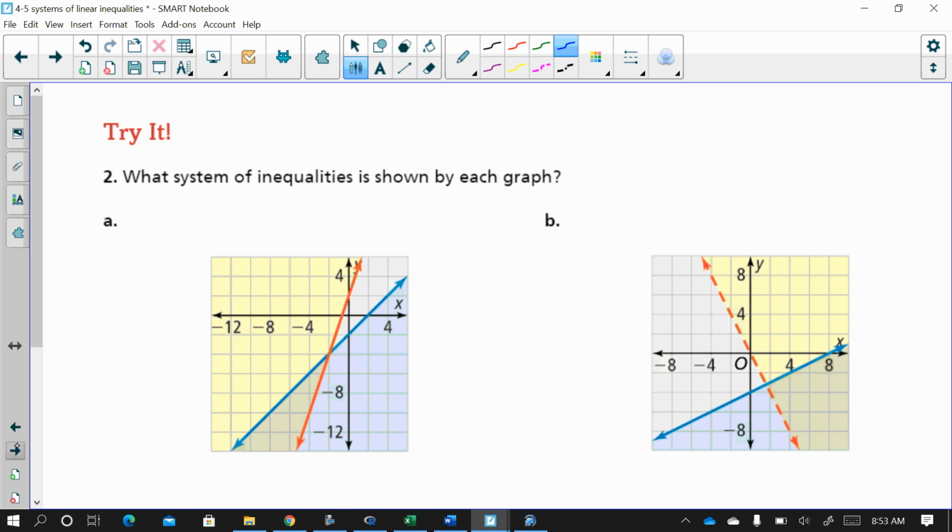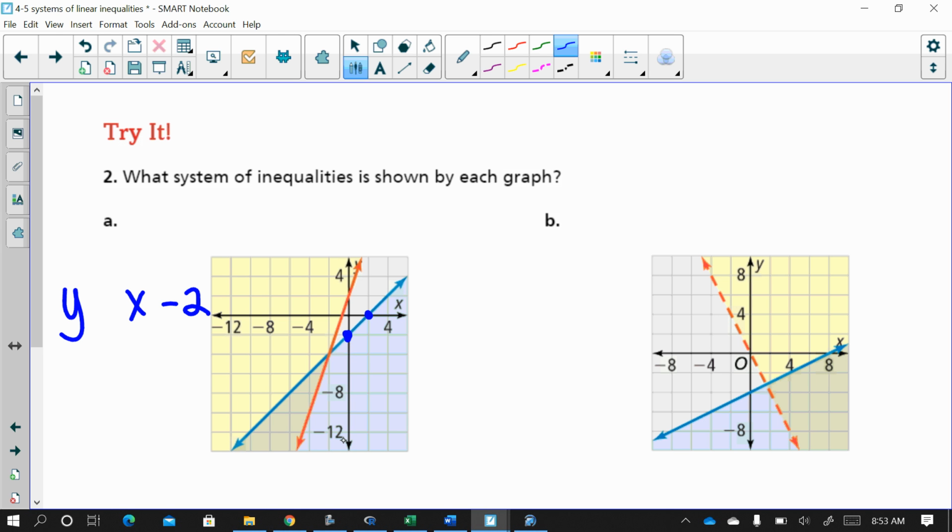Your turn. Pause the video. Try letter A, please. Okay, letter A. I'm going to start with the blue line because I have my blue marker up. Please be very careful here. Notice my scale is going by 2, so be very careful. Okay, so it looks like my y-intercept is at -2. Okay, I need to figure out my slope. Up 1, up 2, over 2. So my slope is just 1.